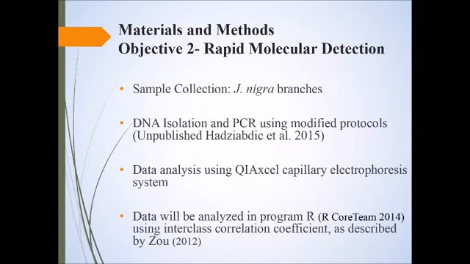Let's move to my objective on rapid molecular detection. Juglans nigra branches will be collected from California, Missouri, and Tennessee. California and Tennessee are highly affected places for thousand cankers disease, and Missouri will be used as a control. DNA isolation and PCR will be performed. For data analysis, again the same capillary electrophoresis system will be used. And then for statistical analysis, R will be used.